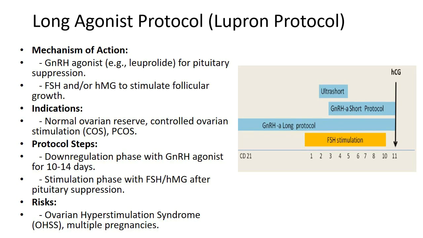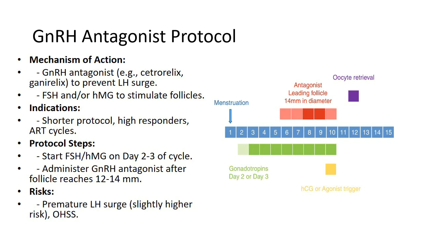B. Antagonist protocol. The GnRH antagonist protocol is a more recent and often preferred approach in IVF because it has a shorter duration and a lower risk of ovarian hyperstimulation syndrome, OHSS. Mechanism of action. GnRH antagonists, e.g. cetrorelix, ganirelix, block the pituitary's ability to produce LH and FSH, preventing premature ovulation. The antagonist is introduced later in the cycle compared to the agonist protocol, typically after the gonadotropins are started.